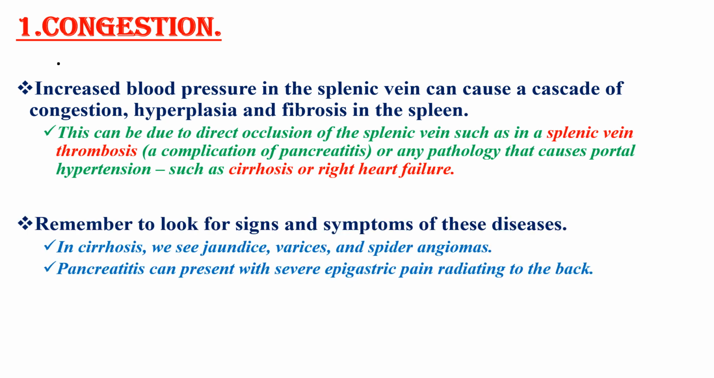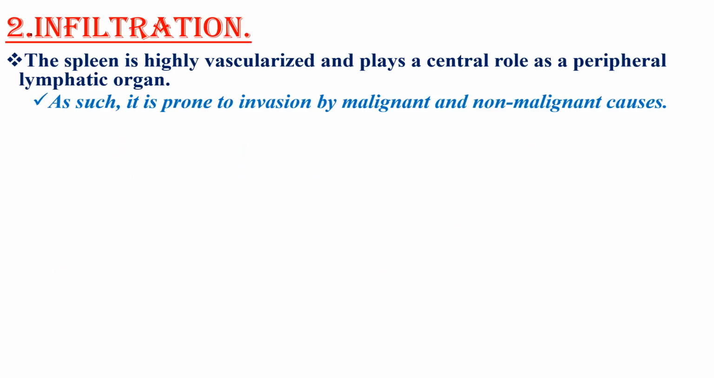Remember to look for signs and symptoms of this disease. In cirrhosis, we should always check for jaundice, varices, spider angiomas, and the secondary signs of cirrhosis, such as ascites. Pancreatitis can present with severe epigastric pain radiating to the back, because splenic vein thrombosis is most of the time a complication of pancreatitis. The second is infiltration.